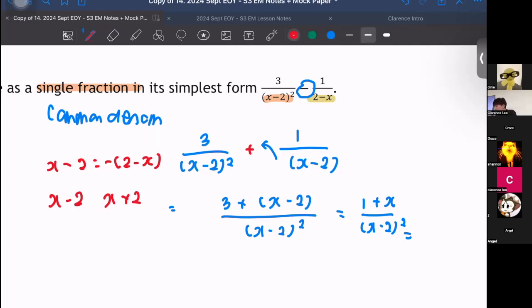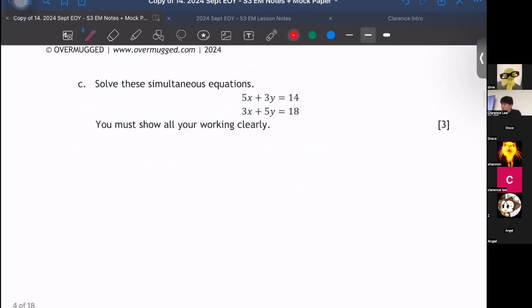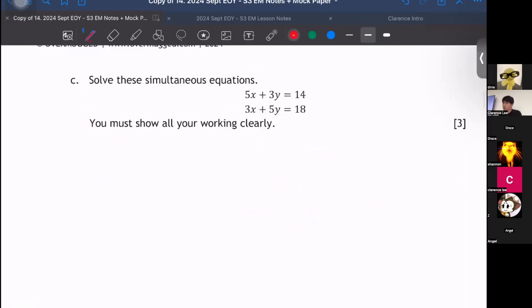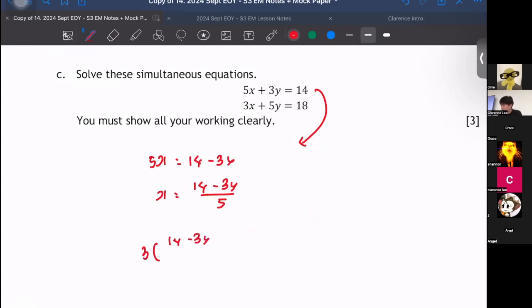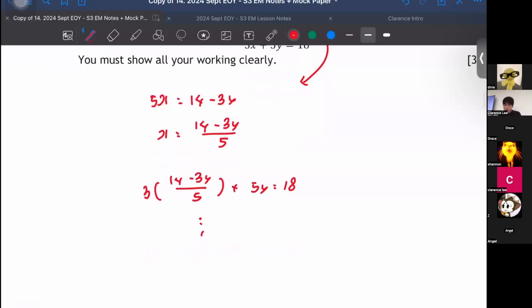Okay, moving on to the next question, simultaneous equations. I think this one, we don't need to talk much about it. There's only two methods, substitution or elimination. In this case, you can do either method. So let's say we do substitution from the first equation. You are able to conclude that 5x equals 14 minus 3y. So x is just (14 minus 3y) over 5. Then afterwards, you will substitute back into the other equation, and you can solve from here. You only need to show the working after this. Okay, so the final answer should be x equals 1, y equals 3.